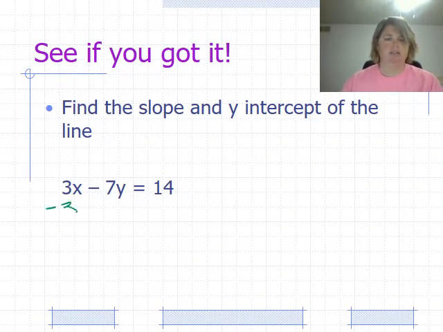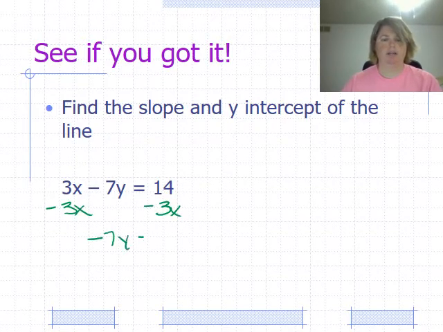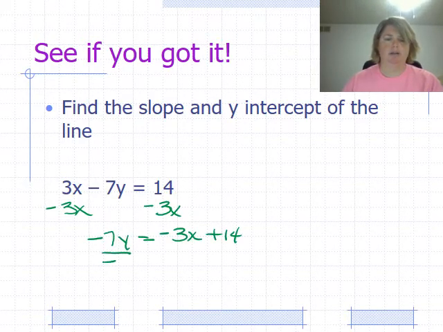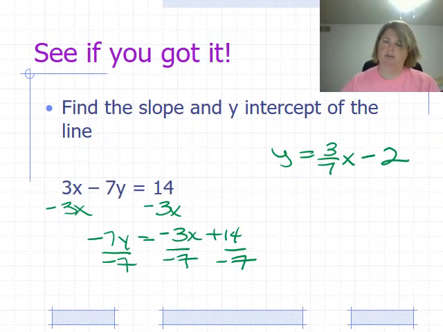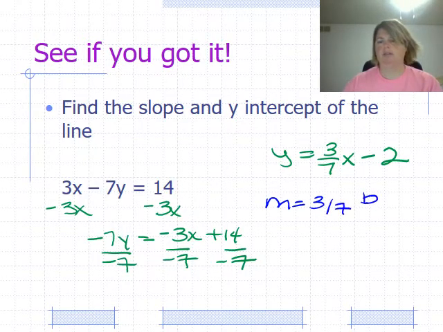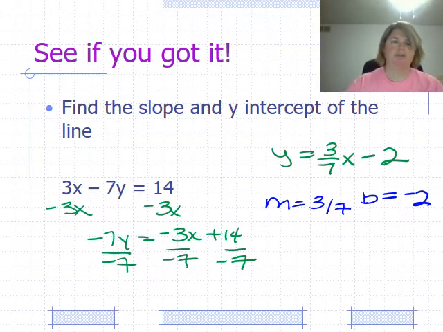So did you first minus 3x to both sides? So you have negative 7y equals negative 3x plus 14. Divide everybody by negative 7. And so we have y equals positive 3/7 x minus 2. The slope equals 3/7. The y-intercept equals negative 2. All right, so hopefully you're a winner. If not, then just come in and get some help and you will be a winner.